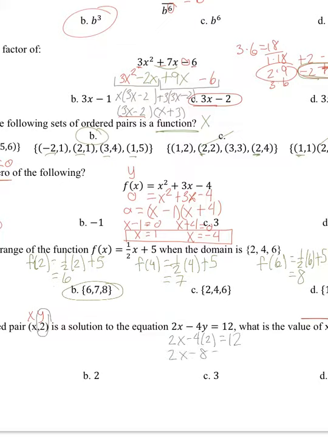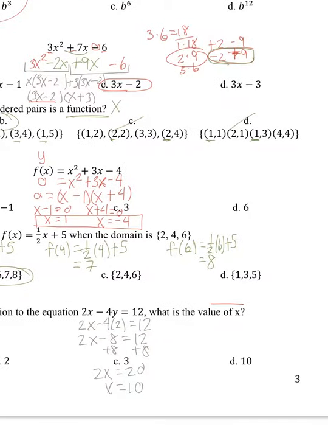2x minus 8 equals 12. We're going to add our 8 to each side, so 2x equals 20. Divide both sides by the 2 coefficient, and x equals 10. That happens to match the answer choice, letter D.